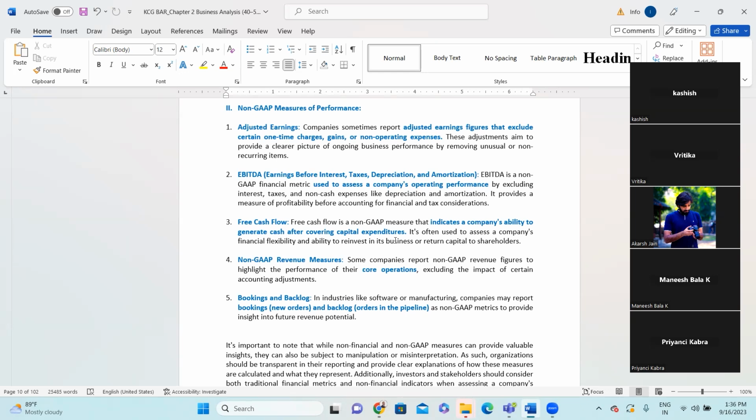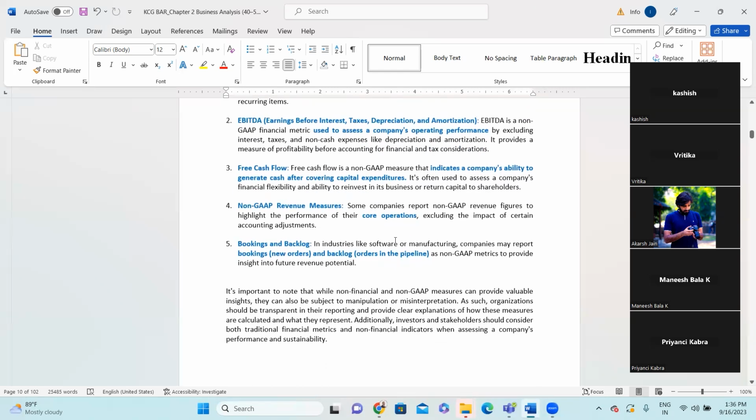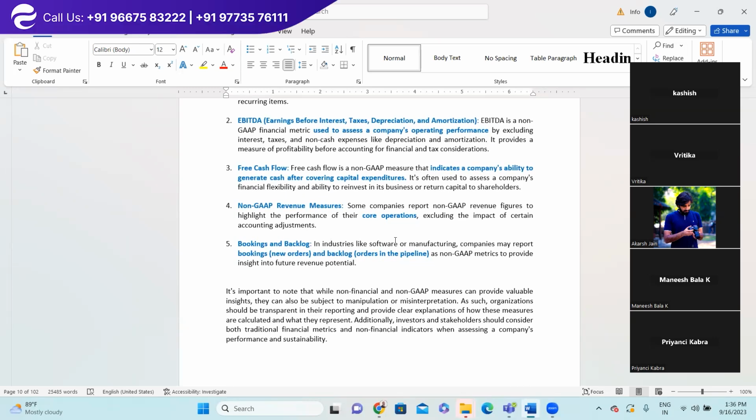EBITDA is a non-GAAP financial metric used to assess the company's operating performance by excluding interest, taxes, non-cash expenses like depreciation and amortization, and it provides the measures of profitability before accounting for financial and tax consideration. Right? Third one is free cash flow.